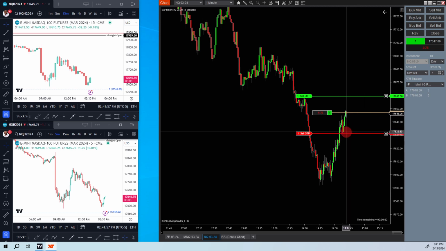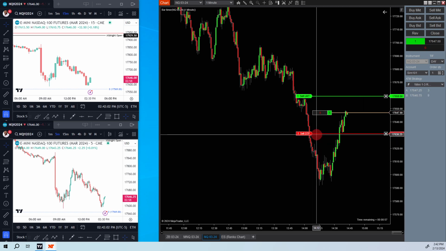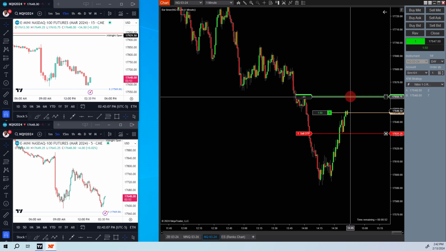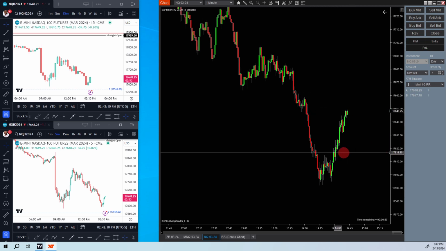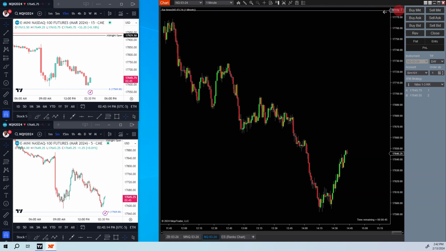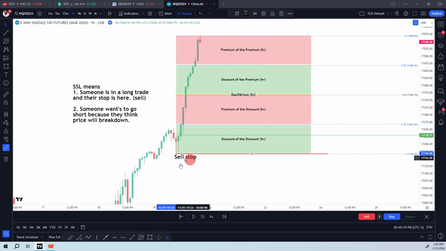But if I'm not in a trade, then see how it says sell stop? If I'm not in a trade, then I put a sell stop here because I want to get in and go short. So your sell stops are below lows. Anytime you see a swing low, that's where your sell stops are. Sell stops are what? Liquidity. So that's why you say sell side liquidity is below the lows.